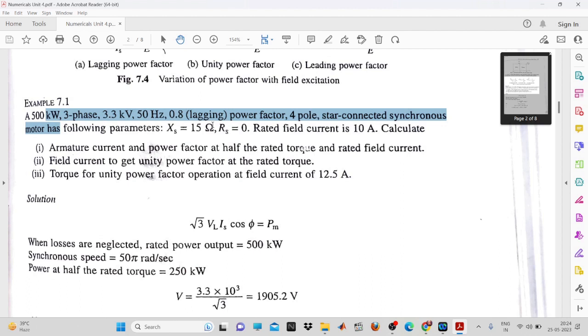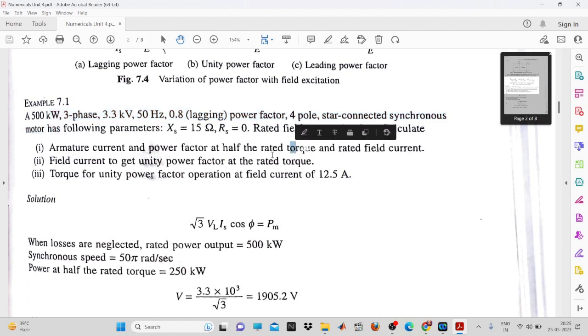Fine, when you say Rs will be equal to 0, the copper loss and the core loss is always negligible. So in that case, you can take this as the input power. Now this is the three-phase power. It means that it will be either 3 into V into I into cos phi, or you can write root 3 into VL into IL into cos phi.